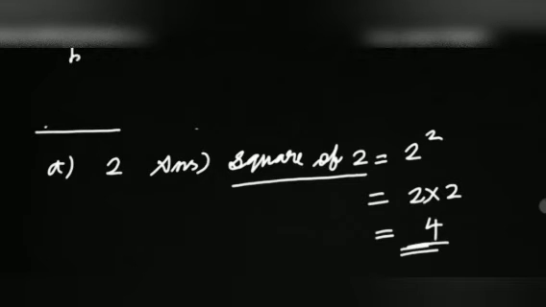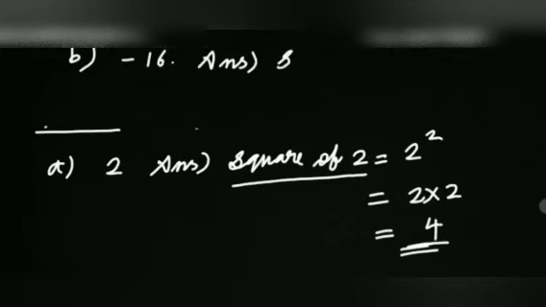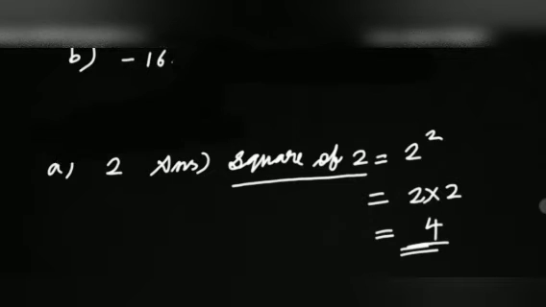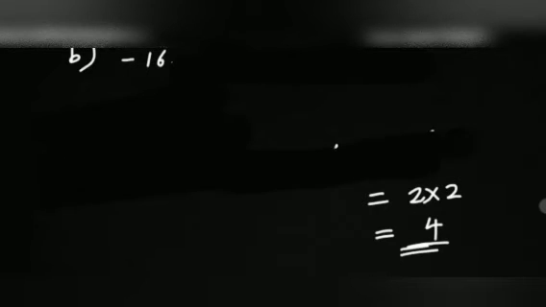Question number B, please write down. Minus 16. So, what we have to find out here? Square of negative 16 or square of minus 16, isn't it? Okay, it's better to write the answer down because here we would have to do the product in the working column. So, let's write the answer here.